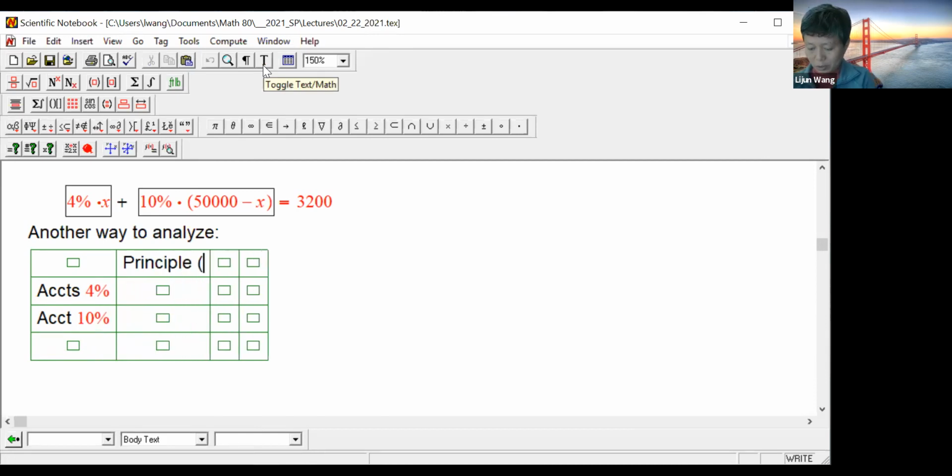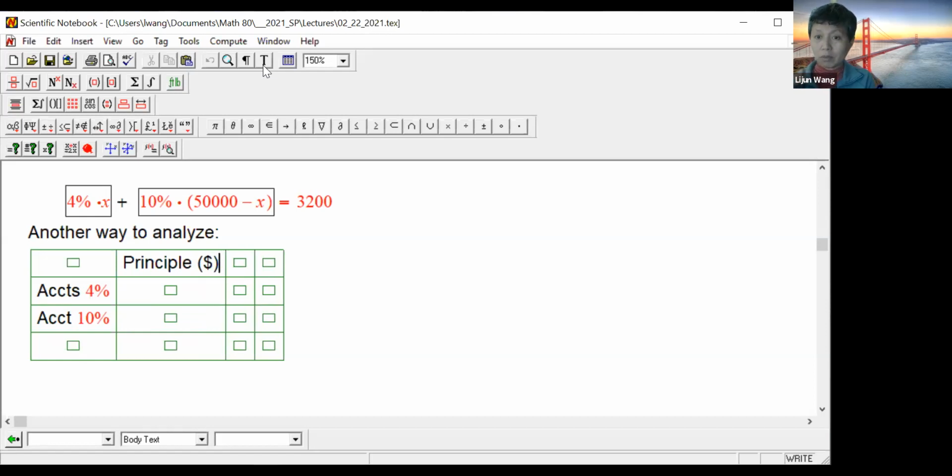Okay, principal certainly is in dollar amount. Okay, you guys need to be careful. We're talking about three quantities that have three meanings. Okay, 4% we put X, and the other account has what? 50,000 minus X.